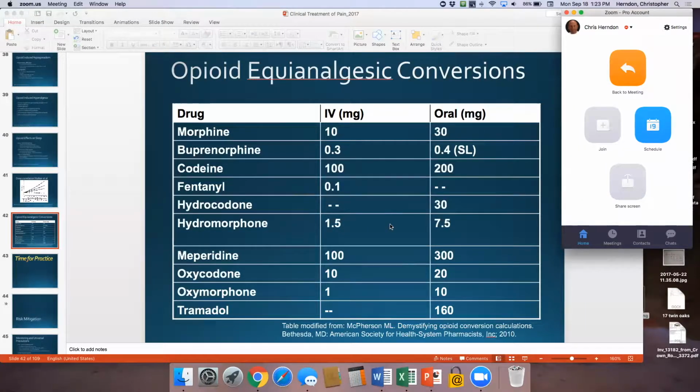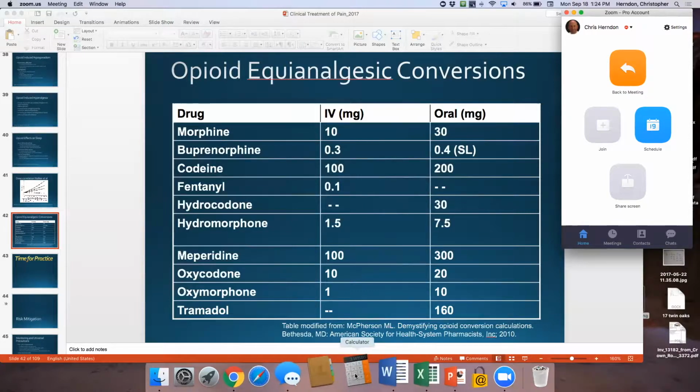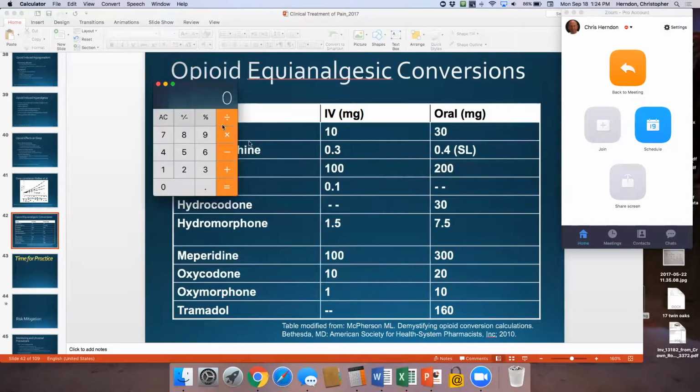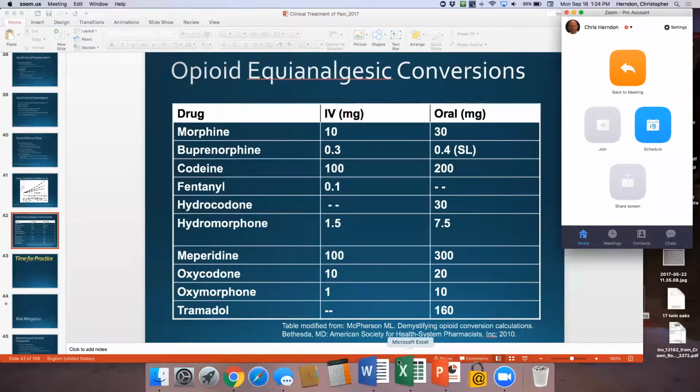So there's a couple different ways you guys could do this. You could multiply by 30 and divide by 200. Or the easier way for me to do it is to figure out what the conversion factor is. So I'll divide 200 by 30, and that gives me a conversion factor of about 6.5 or so. Again, it's not exact science.